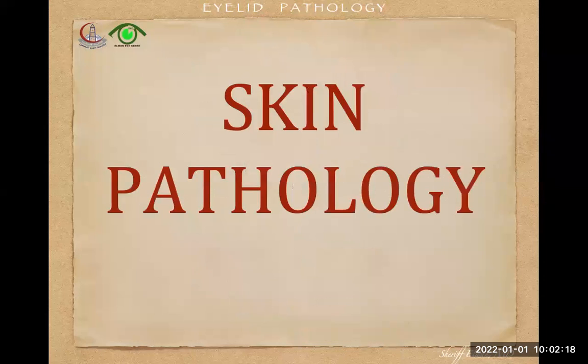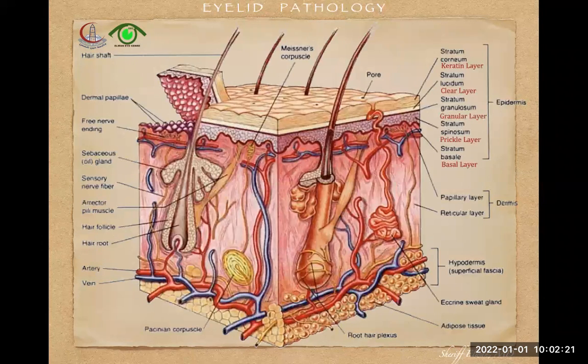Now we shall start with skin pathology, and to describe and discuss skin pathology, we must know something about the histology of the skin. And here is a section, rather 3-dimensional, of the human skin, and it is, as you can see, composed of 4 layers: the epidermis, the dermis, the hypodermis, and the adipose tissue. Here we go. The epidermis is the first layer, and this is very important in our pathology of the eyelid. It's composed of 5 layers.